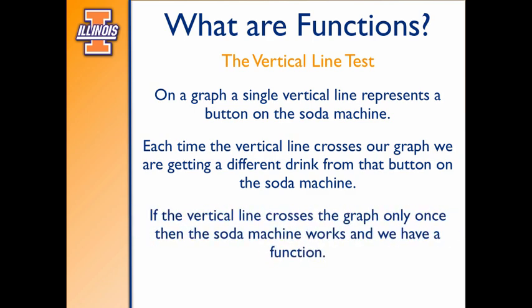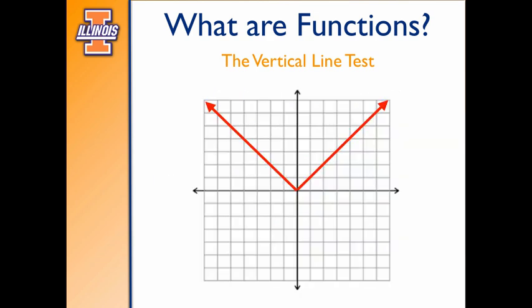So if the vertical line crosses the graph only once, then the soda machine works and we have a function. The flip side of that is, if the vertical line crosses twice, then we're getting two different drinks for the same button, and that machine is broken and is not a function. Let's look at an example.